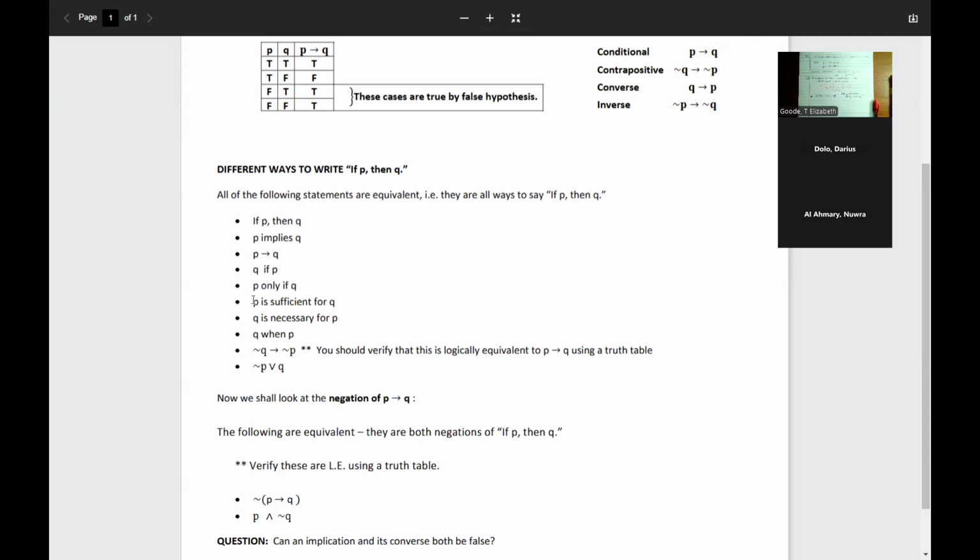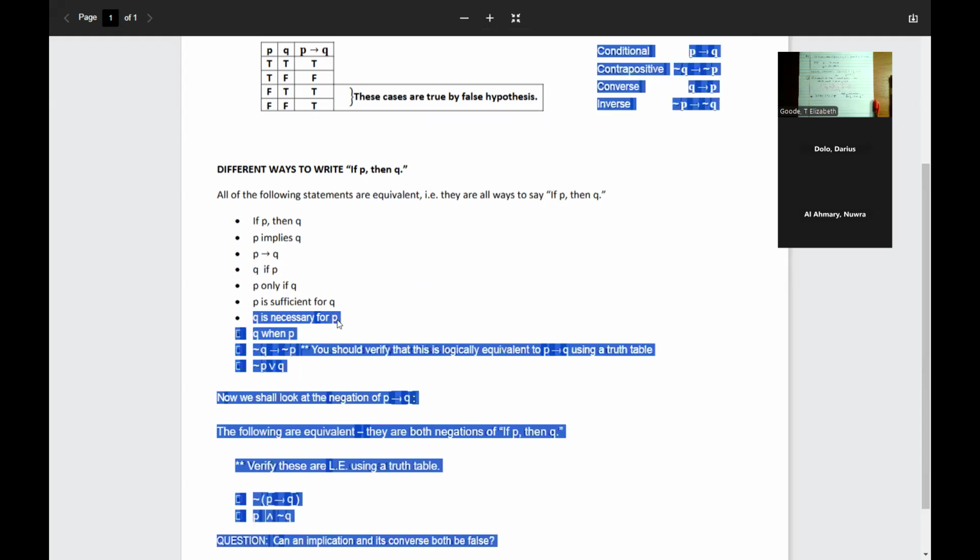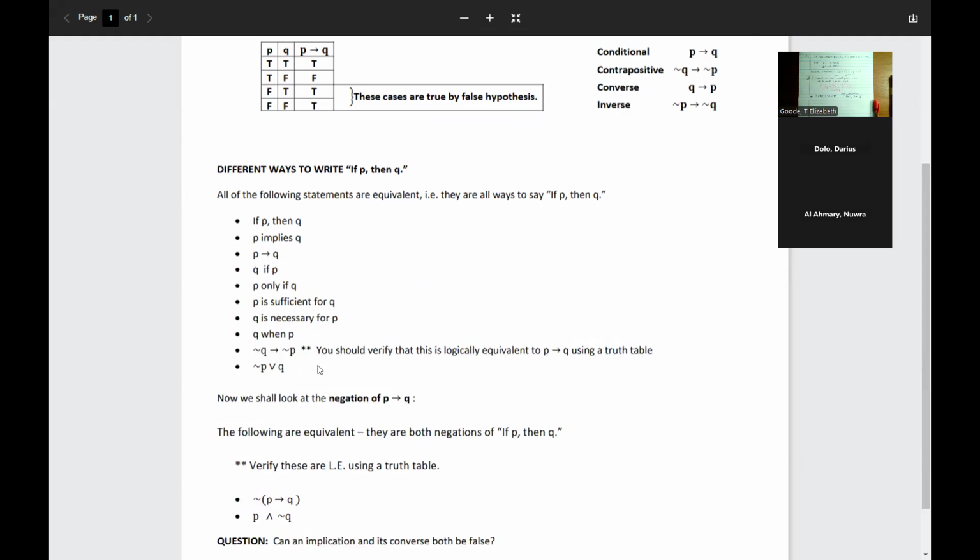P is sufficient for Q is another way to say P implies Q. Q is necessary for P is a way to say if P then Q. And then down here, not Q implies not P. This is the contrapositive. It's logically equivalent to if P then Q because it's the contraposition. There's actually even an or statement that's logically equivalent to if P then Q: not P or Q.